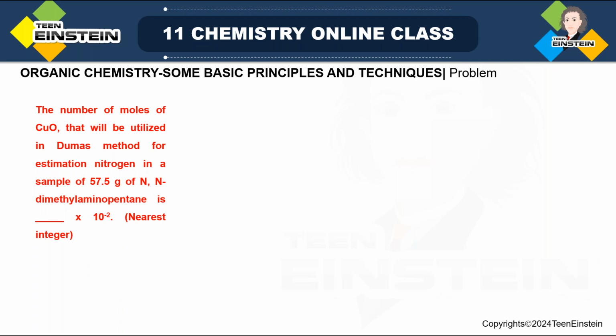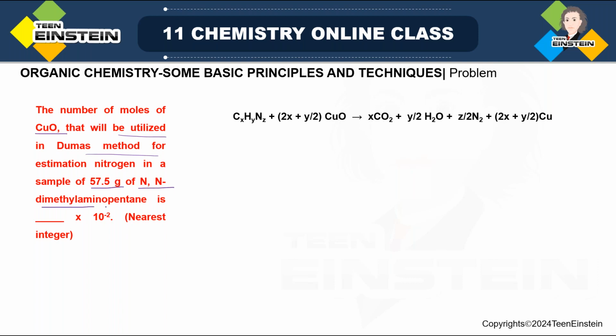So to solve the first question, you need this equation that we have already seen. Now, why do we need it? Because it is asking the number of moles of cupric oxide that will be utilized in the Dumas method for estimation of nitrogen in a sample of 57.5 gram of the compound. Now see, an organic compound name is given. Name is given, not structure.